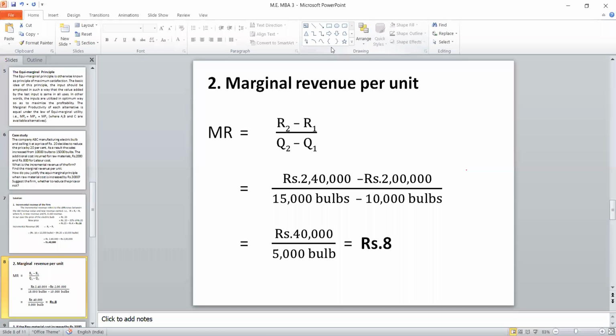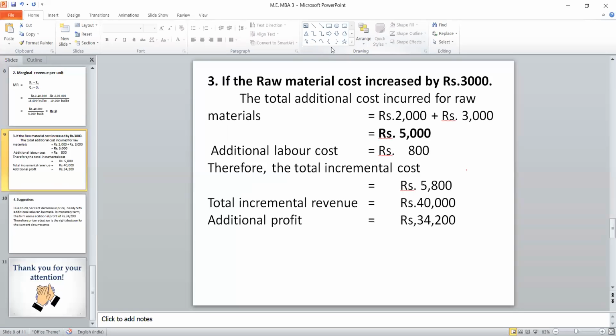Initially we sold only 10,000 bulbs. Now 15,000. The difference is 5,000 bulbs. So 40,000 rupees have been earned as incremental revenue out of 5,000 additional bulbs. So the marginal revenue per unit is rupees 8, because 40,000 divided by 5,000 is equal to 8. So we have completed two questions. Now we are going to the third question. What is the question? When raw material is increased additionally by 3,000 rupees, then what will be the equi-marginal?